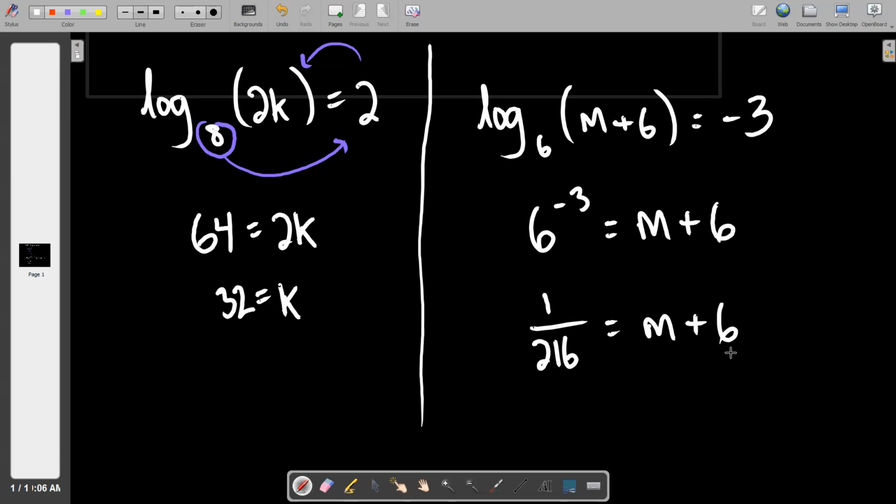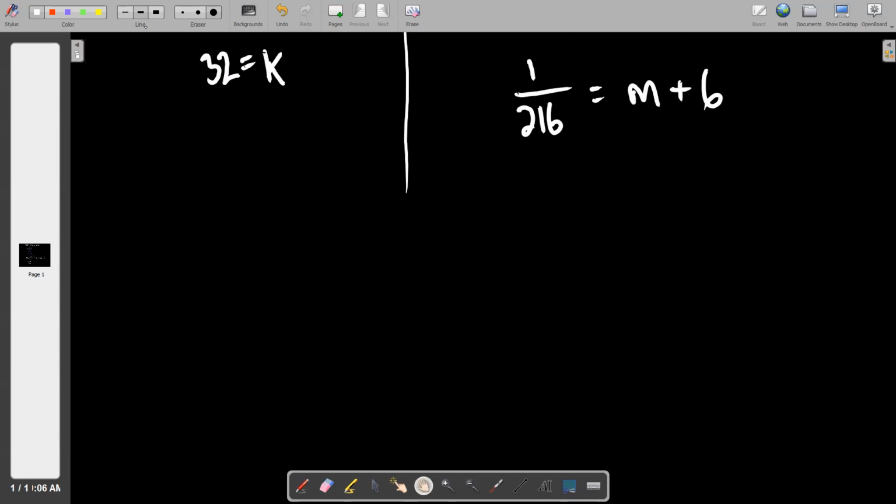So what would you do with this equation? Yeah, I would subtract 6 from both sides. It's a little bit uncomfortable for us here, but as always, there's going to be a little bit of a basic skills bite here. So we're going to have m equals something. So the question becomes, how do you take 1 out of 216 and subtract 6 entire wholes?